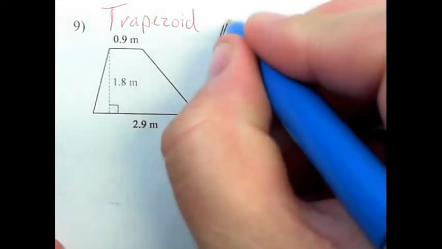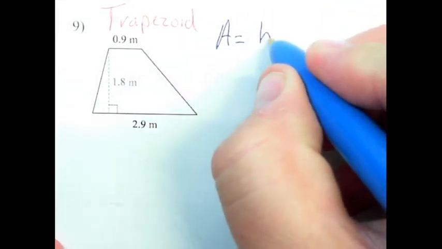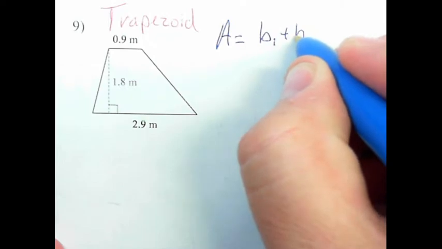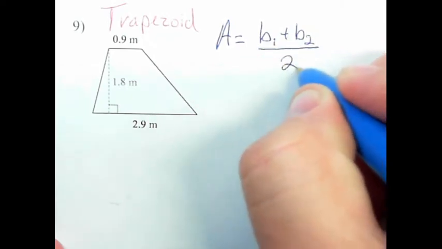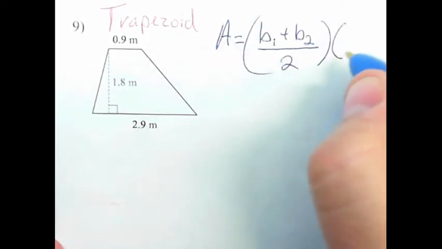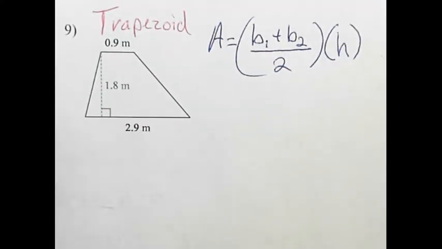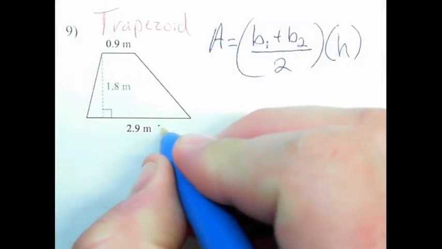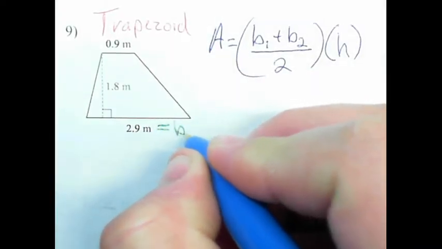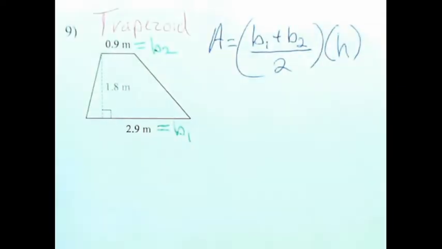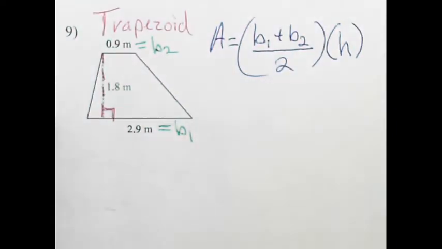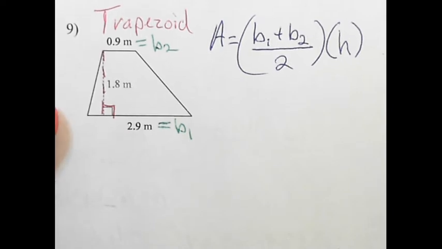So the area is equal to base 1 plus base 2 divided by 2, all of that multiplied by the altitude height. Okay, so what is base 1 and base 2? Well, this is base 1 and this is base 2. And then obviously the altitude height is the distance between the parallel lines such that it's perpendicular to the baseline.